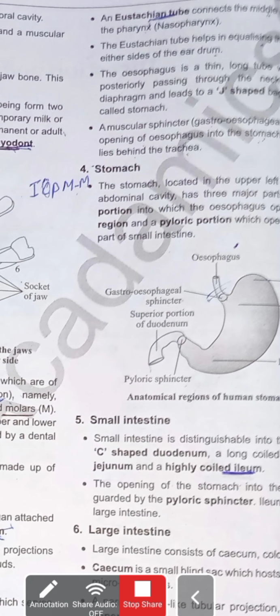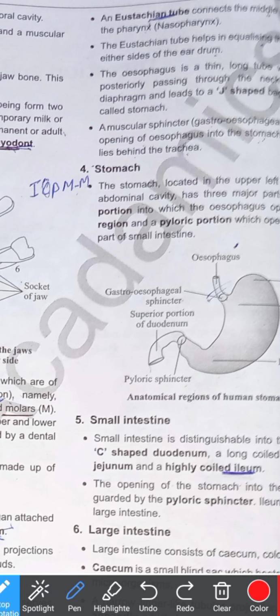Next, the esophagus. The esophagus leads to the J-shaped structure called the stomach. There are three parts of the stomach. One is the fundus, the next one is the cardiac, and the next one is the pylorus.